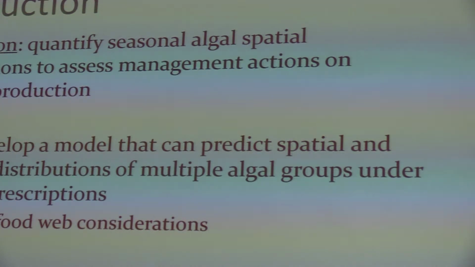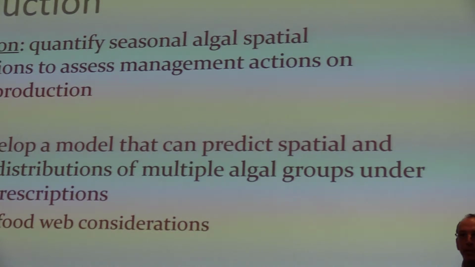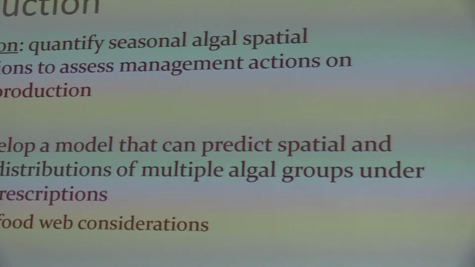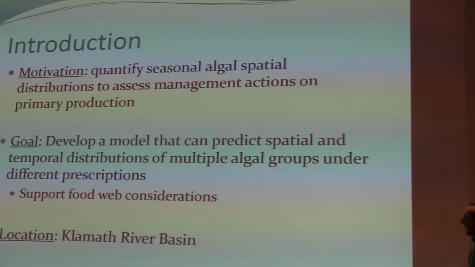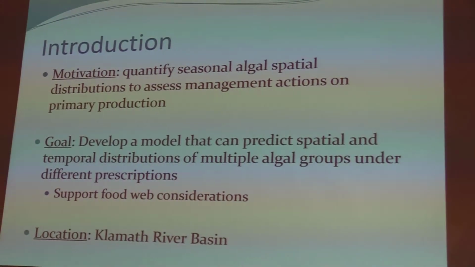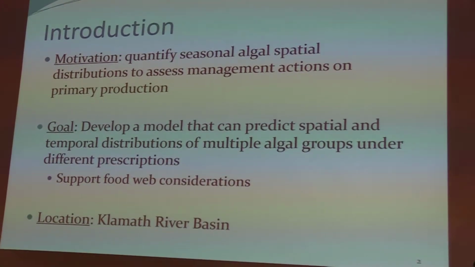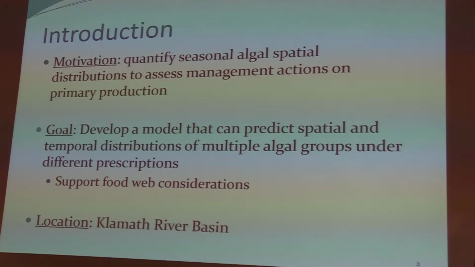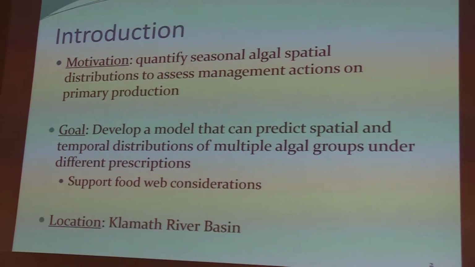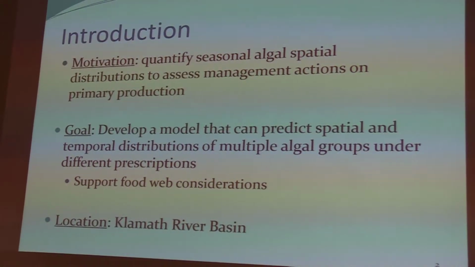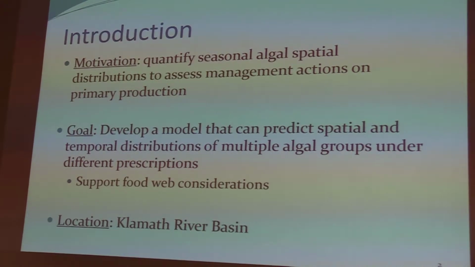What we want to do is look at these seasonal algae distributions in rivers, longitudinal distributions. And there's a big space-time component of this. What we'd really like to do is assess what happens when you change management actions, operations, take a dam out, things like this, and see what happens at the primary production level. The issue that we're interested in is quantifying that, because this primary production level is not always considered in the broader scheme when we're doing large-scale restoration projects.